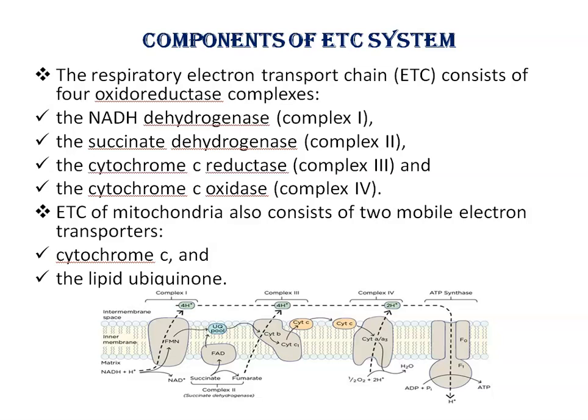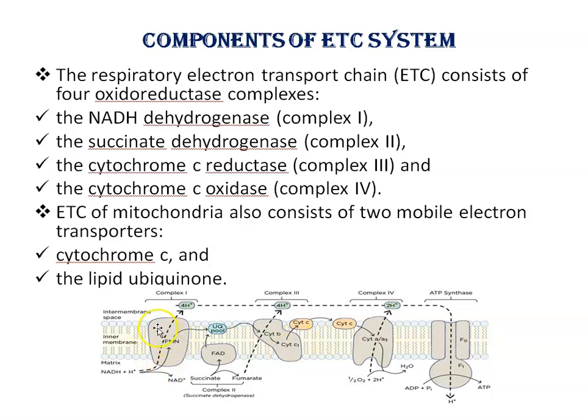Next is components of electron transport chain system. The respiratory electron transport chain consists of 4 oxidoreductase complexes. Just look at this diagram. This is inner membrane of mitochondria, matrix part and intermembrane space, and this is electron transport chain. So this ETC consists of 4 oxidoreductase complexes.